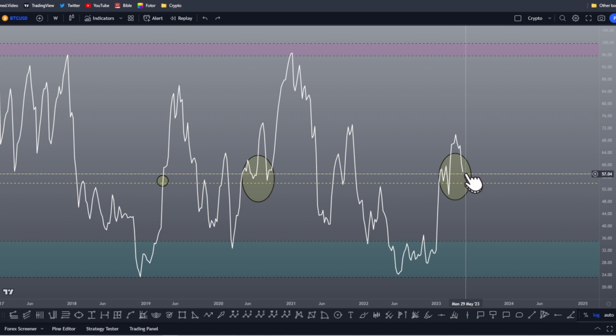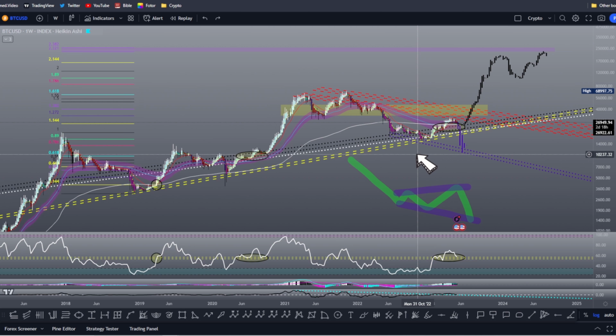Maybe we'll just come down and we'll test around 56 or 57. Maybe we'll come even lower and we'll test the bottom portion of this ellipse at around 51 or so. Maybe we'll even come down to 50. Maybe we'll go even lower, and it would still not necessarily mess with the overall structure of things going forward here.